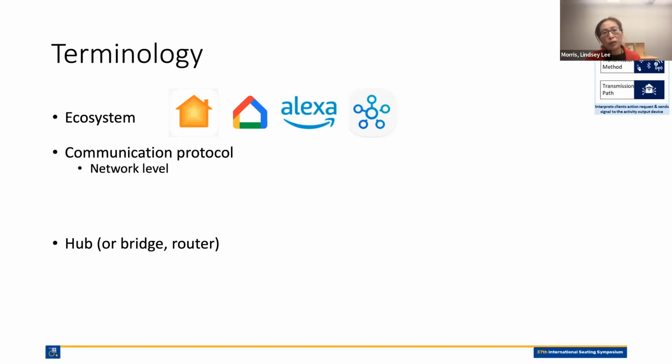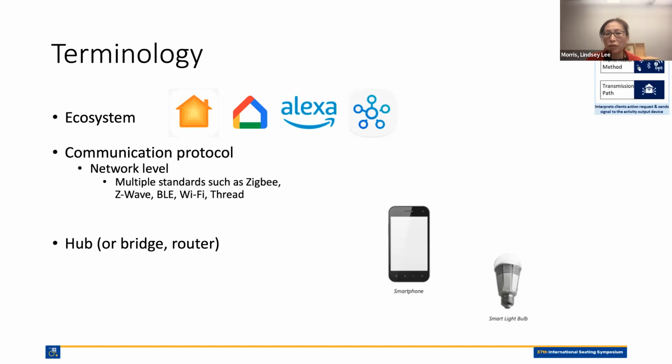For the communication protocol, there's a network level, hardware level protocol. You've probably heard there are a lot of standards right now: Zigbee, Z-Wave, Bluetooth, Wi-Fi, Thread. These are five very common standards at the hardware level for how devices communicate. For example, if you have a smartphone and a light bulb, and they speak the same language, if they both speak Wi-Fi, then they can talk to each other. Our phone can speak Wi-Fi, and there are Wi-Fi light bulbs out there.